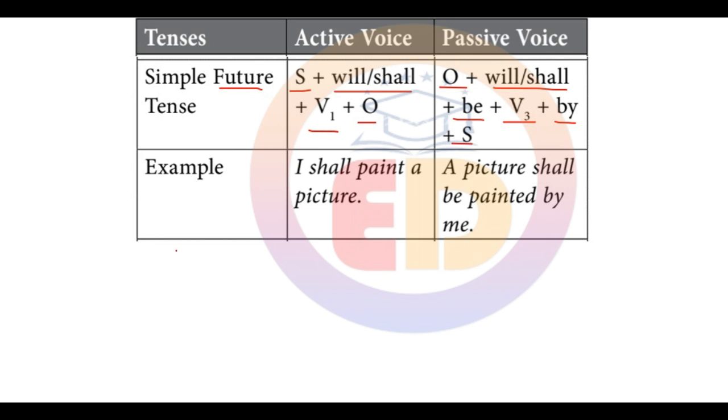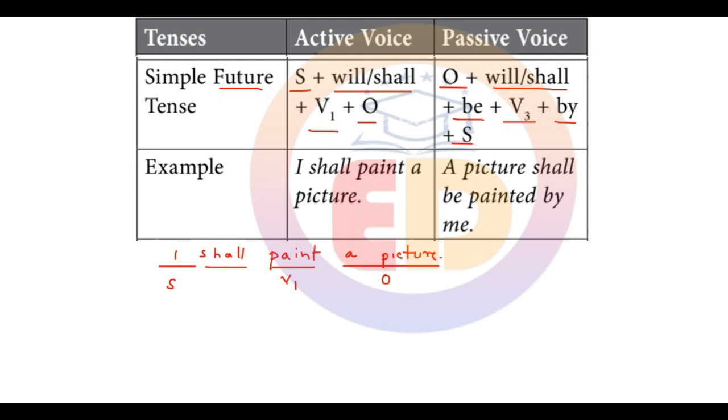I shall paint a picture. I is the subject. Shall helping verb. Paint is first form of the verb. A picture is the object.